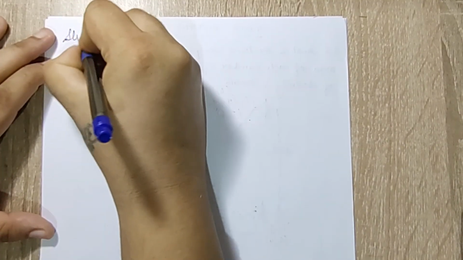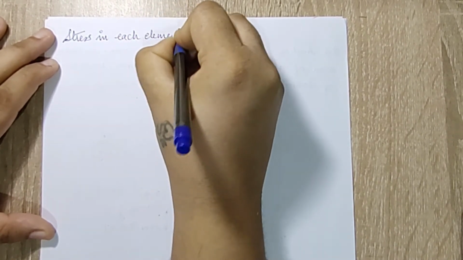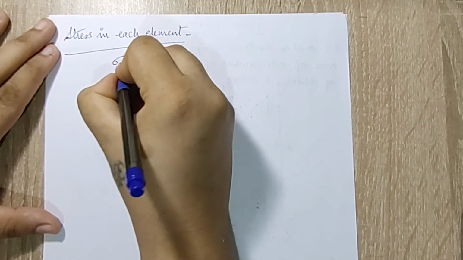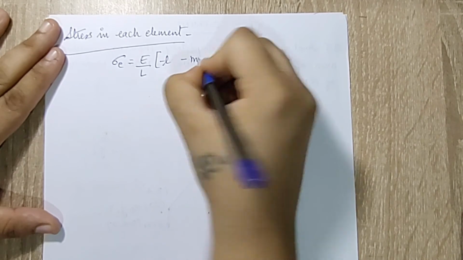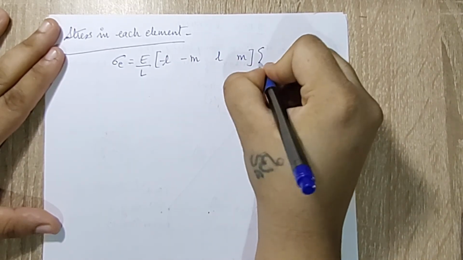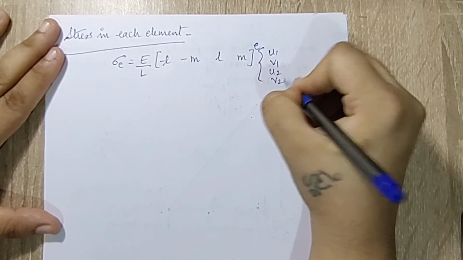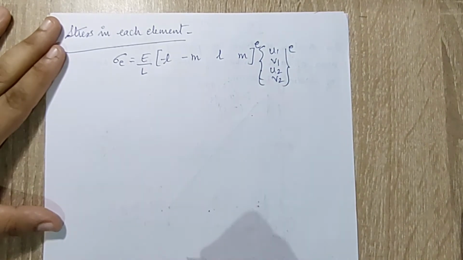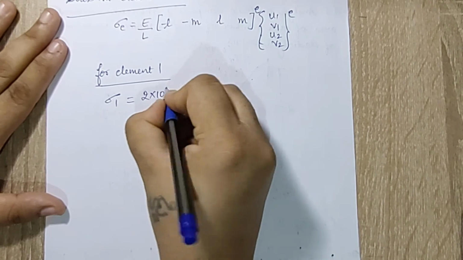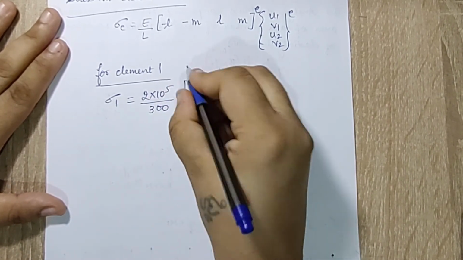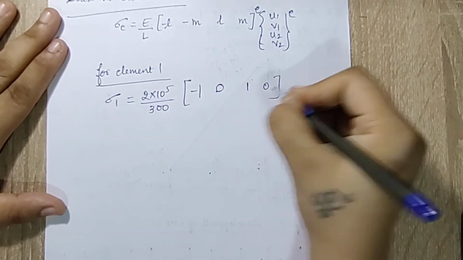After this, like previous numericals, we need to calculate the stress in each element. There is a formula for it: sigma e is E upon L, minus L, minus M, L, M, into U1, V1, U2, V2 raised to e. So let's solve for element 1. Sigma 1 will be 2 into 10 raised to 5 upon the length of the first element, which is 300. The value of L is 1, M is 0. So I'll directly write 1, 0.